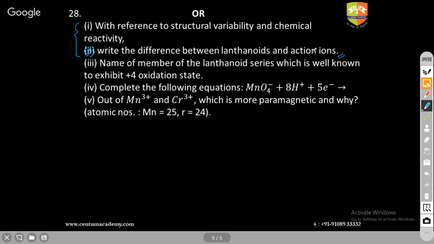Yeah, it's actinoids. Correct. So what is the difference basically we have here? We can also talk about the oxidation state of lanthanides and actinides. And one more thing, in actinides, all the elements are radioactive in nature. Okay, just 2 points you tell me.